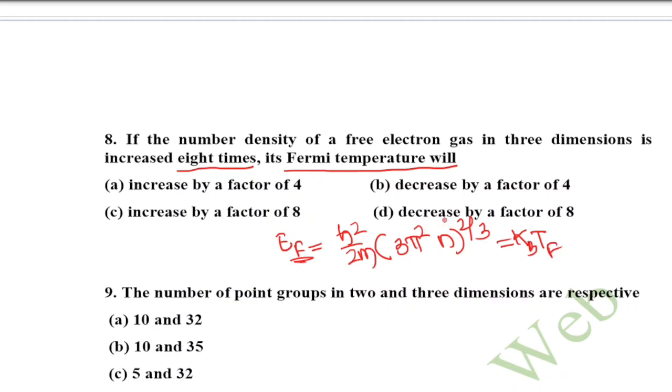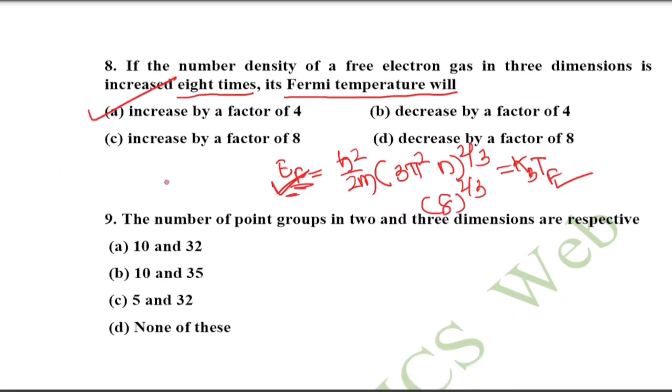Okay, so from here you can calculate the change in the Fermi energy, that if you put the value that is given, 8 times, so 8 to the power 2 by 3. Okay, so it will be 4 times. So Fermi energy is increasing 4 times, so temperature will also increase 4 times. So increase by a factor of 4. So correct option is option A.